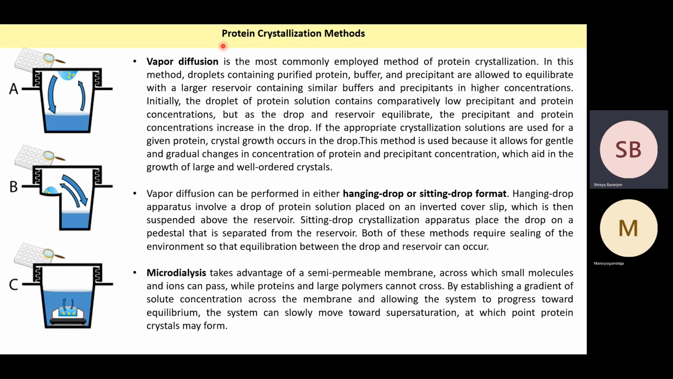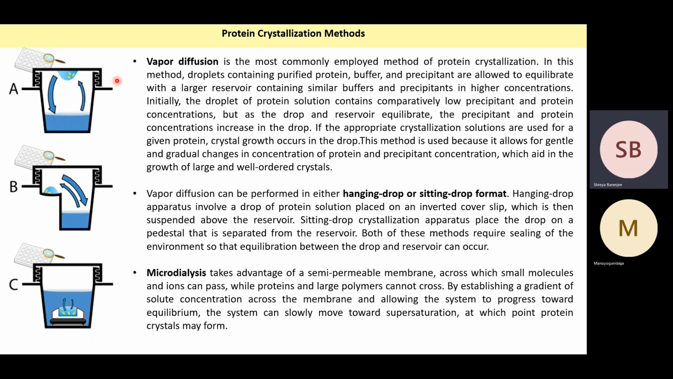There are several methods of protein crystallization. One is called vapor diffusion. This is the most commonly employed method of protein crystallization. In this method, the droplets containing purified protein, buffer, and precipitant are allowed to equilibrate with a large reservoir containing similar buffers and precipitants in higher concentrations.